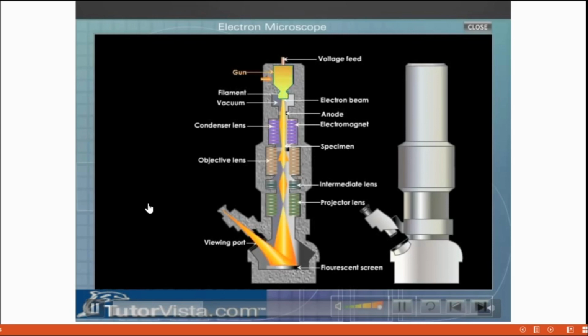An electron microscope consists of an electron source and magnetic lenses. Condenser lens, objective lens and projector lens are magnetic lenses. This is the condenser lens, this is the objective lens, and this is the projector lens. The magnetic lens is formed by passing a suitable steady current through a coil of wire enclosed in an iron shield. The magnetic lenses help to control the path of the electrons. There is a viewing port and also a fluorescent screen.